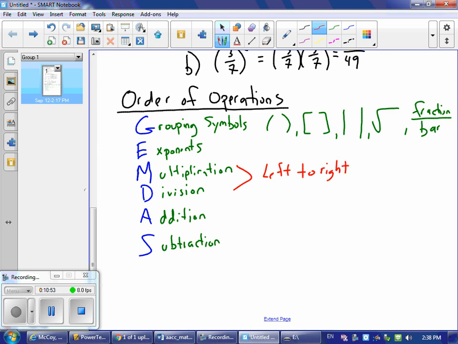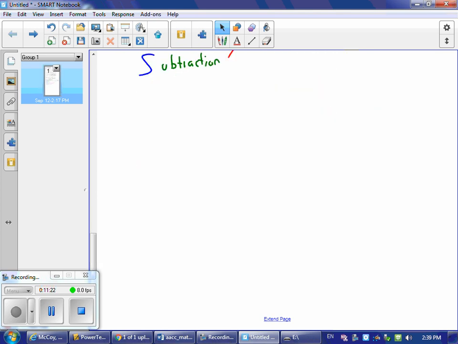And the exact same thing holds true with addition and subtraction. It does not have to be all additions first, then subtraction. You have to do them from left to right. So if you had a subtraction that came before the addition in an expression, you do the subtraction first, then the addition. All right, and we'll see that as we go through some of these examples. All right, GEMDAS. Here we go.